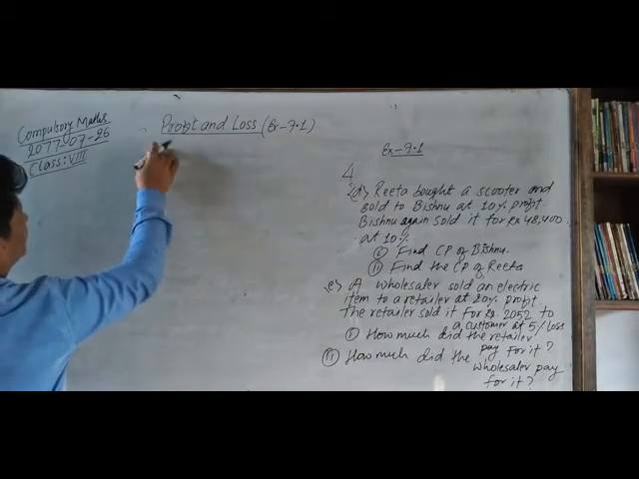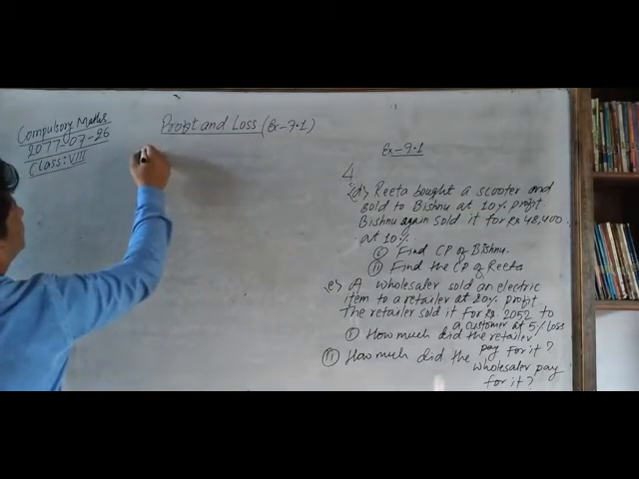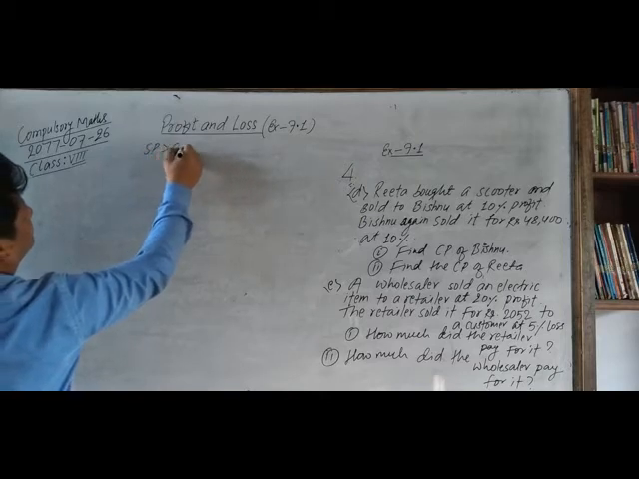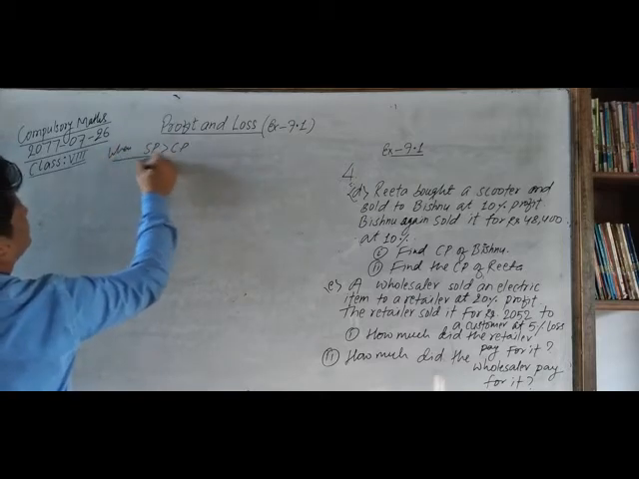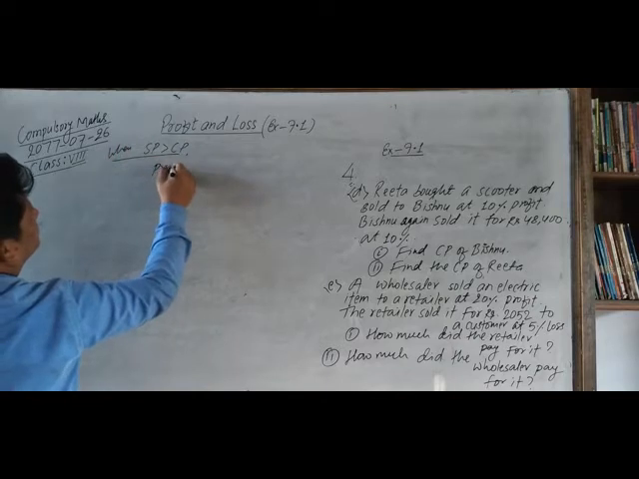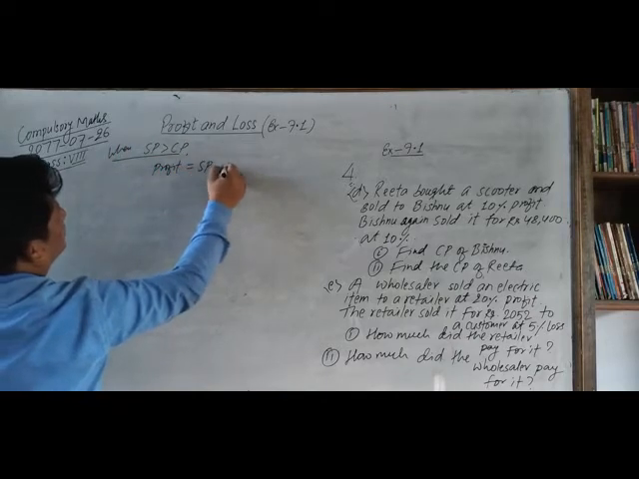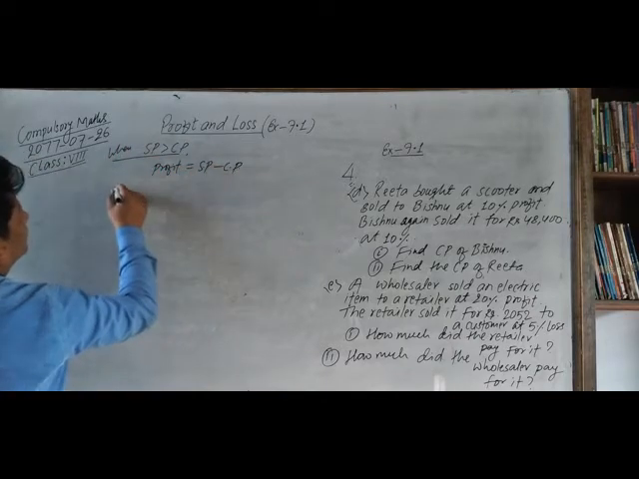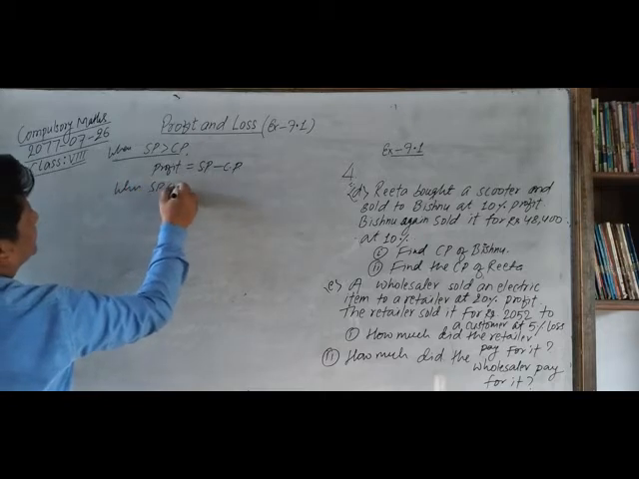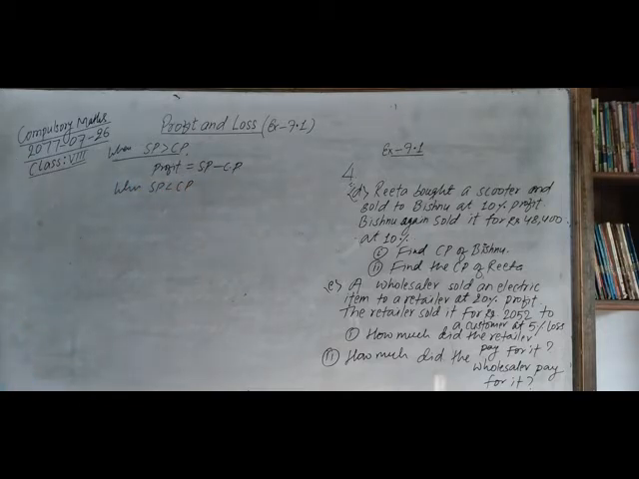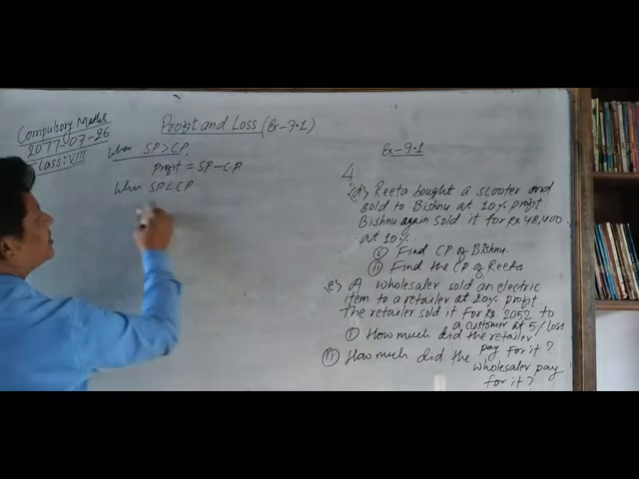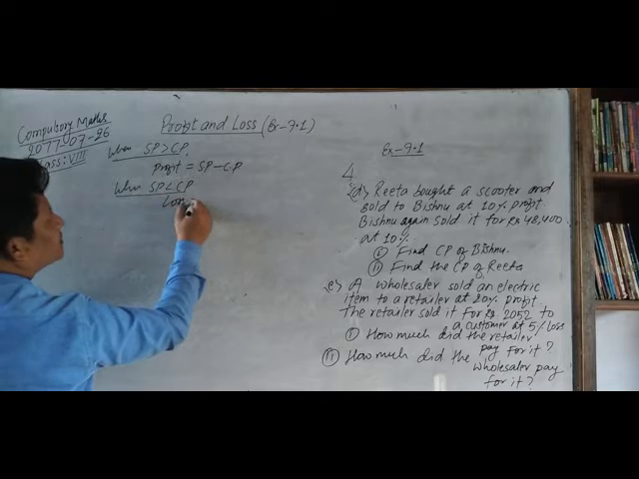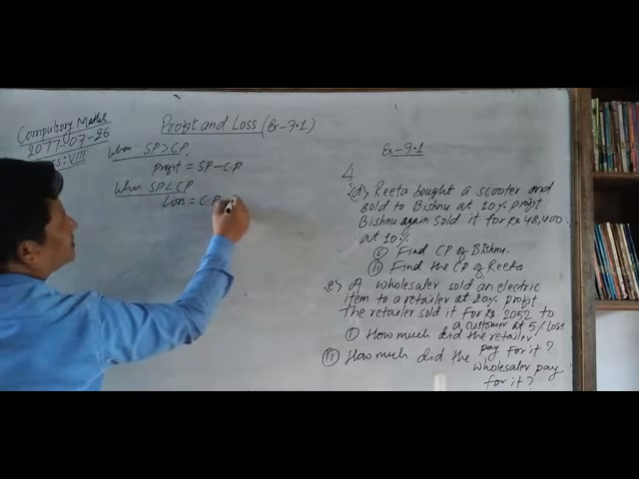Now we have got the idea that when SP is greater than CP, then there is profit equals SP minus CP. When SP is less than CP, when an article is sold out at less than cost price, then we have to bear loss. So loss is CP minus SP.